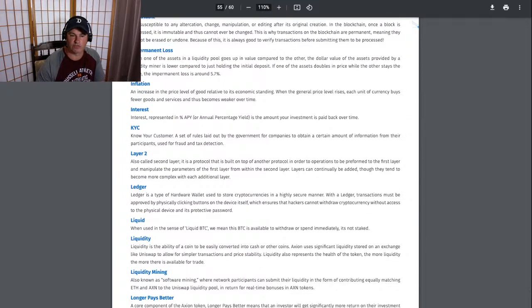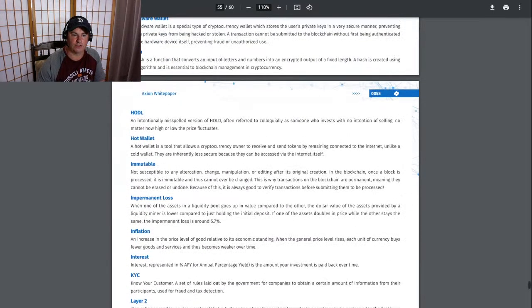Liquidity mining, also known as software mining, is where network participants can submit their liquidity, in the form of contributing equal value, matching ETH and Axion, to the Uniswap pool in return for real-time bonuses and Axion tokens. I've got a video coming out on that as well, on how to do liquidity mining.